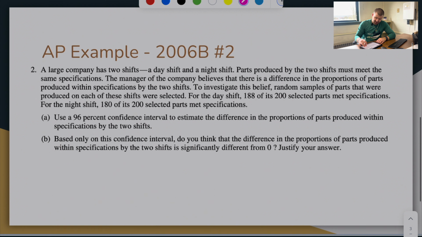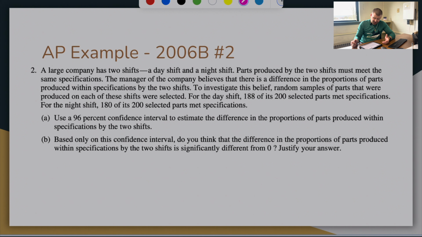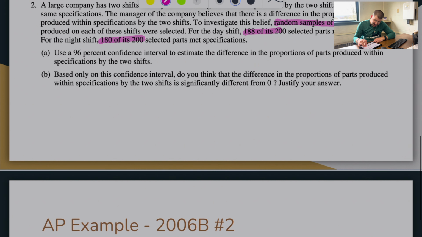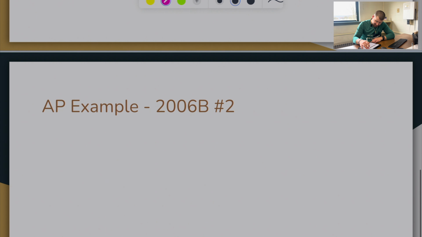And so let's take a look at an example problem. For this particular one, it's a day shift and a night shift. I have two very specific independent samples, and we believe that there is a difference. It says here we have random samples of parts. Great. And we've got 188 out of 200 and 180 out of 200. And so for this one, it's a 96% confidence interval.